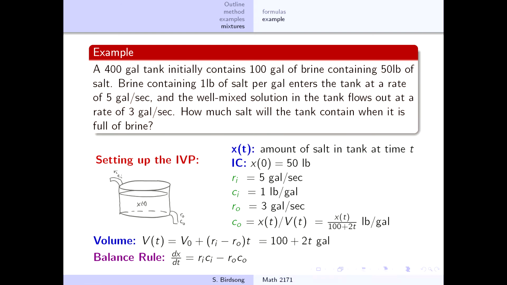So, grabbing our balancing rule that we had before, this is the formula that gives you your differential equation. It says your differential equation is derivative of X, so the rate of change of the salt in the tank, is going to be the flow rate in times the concentration in minus flow rate out times concentration out. So we plug in: rate in is 5, concentration in is 1, rate out is 3, concentration out is X over 100 plus 2T.